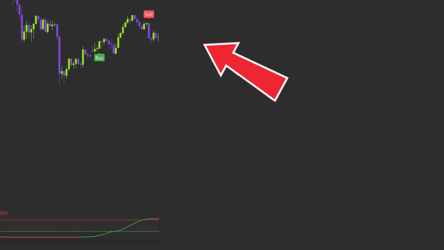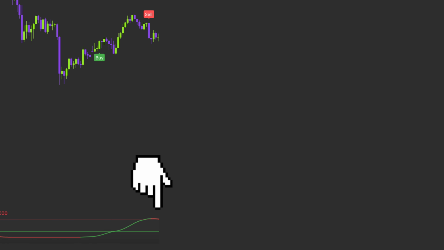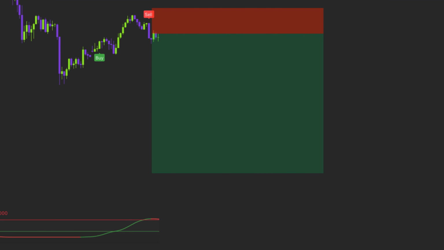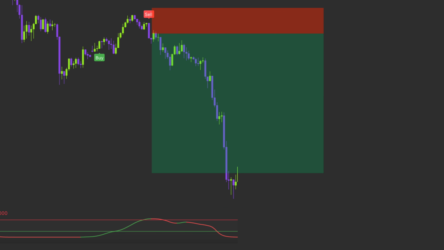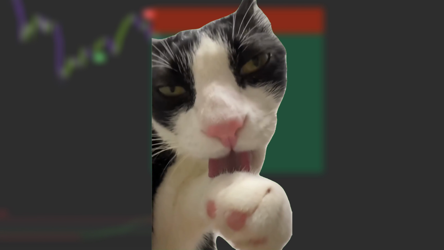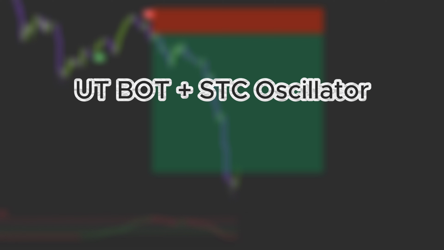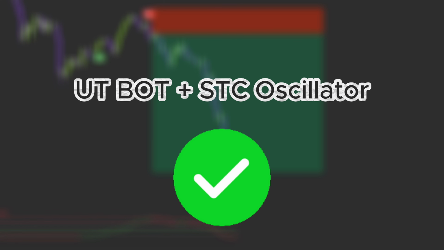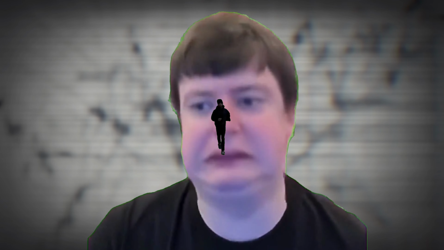Now let me show you some real examples so you can see this in action. Here's a sell signal from the UT bot. Check the STC line. Is it above the red line? Yes. Is it moving down? Yes. Perfect. We take the trade. Stop loss above this high. Take profit 2 times the stop loss at minimum. And boom, price drops straight to our target. Another winner. See how clean this is? When both indicators agree, the trade just works. No second guessing, no hoping. Just take the trade and let it run.